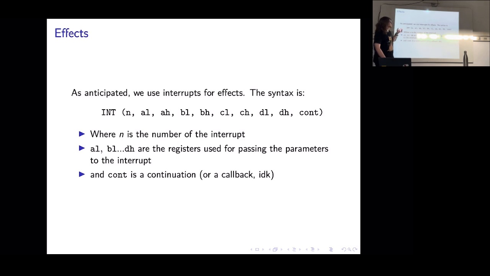As anticipated, effects in our language are basically just interrupt calls. How do we use them? Well, this is the syntax. It's very cumbersome, but fortunately that's how you do it. This is the number of the interrupt, so the code that tells what function you're calling. These are the values of the registers, so basically the parameters that you're passing to the interrupt. And then you have a continuation at the end. So basically we have effects in a kind of continuation passing style.